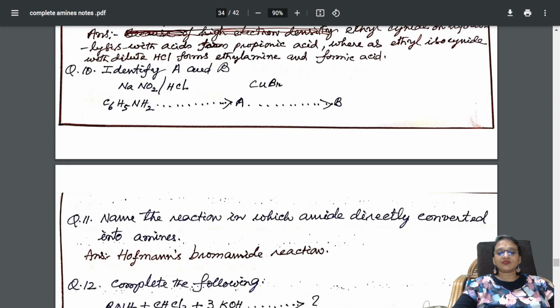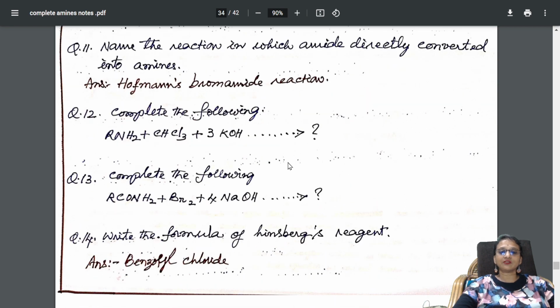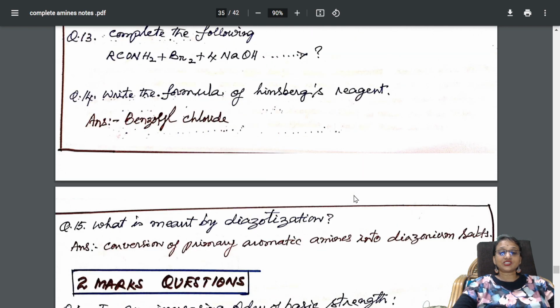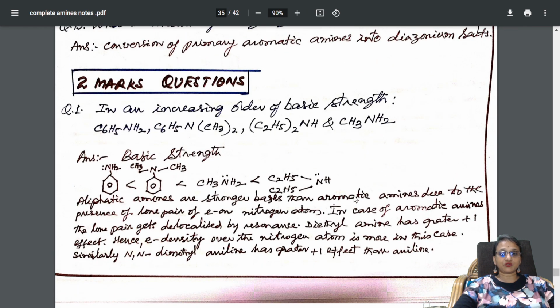From there, I gradually went into name reactions, complete the following. I gave one homework also here. Which reaction is this? Carbylamine. Which reaction is this? Hoffman's bromamide degradation. So write the products. This is for your homework. Gradually from your 1 mark, I took you into the 2 marks questions, which are very important here.